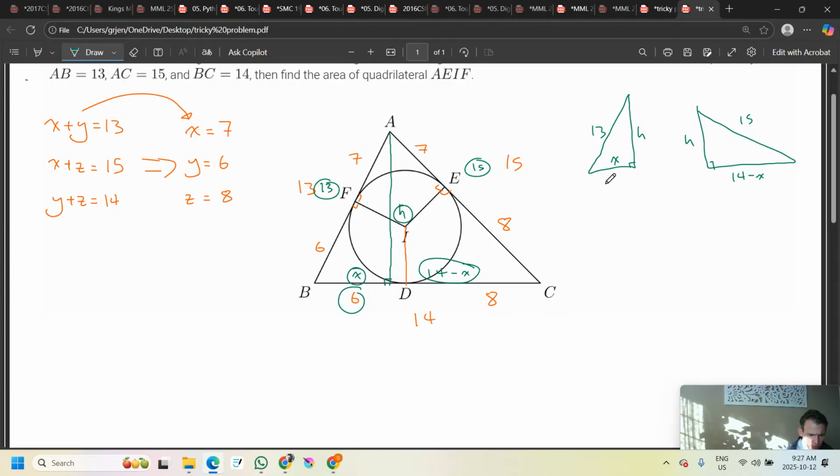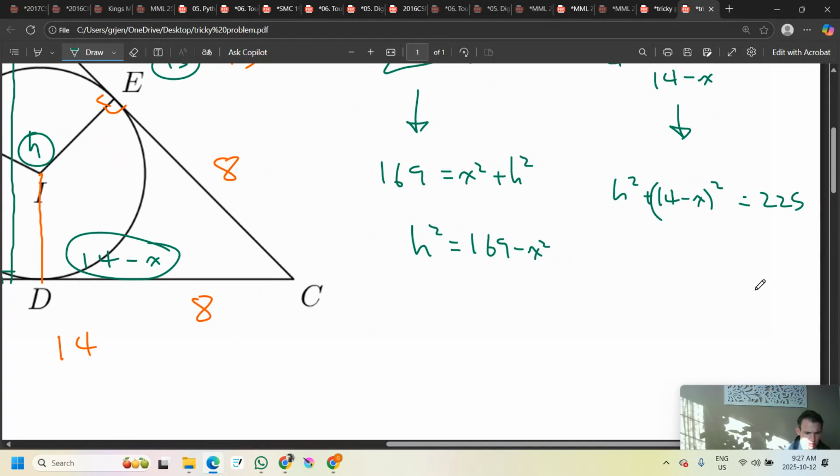All right, so over here, 169, which is 13 squared, is equal to X squared plus H squared. So in other words, H squared is equal to 169 minus X squared. But from this one, we have H squared plus (14 minus X) all squared is equal to 225. That's 15 squared. Let's just get in there.